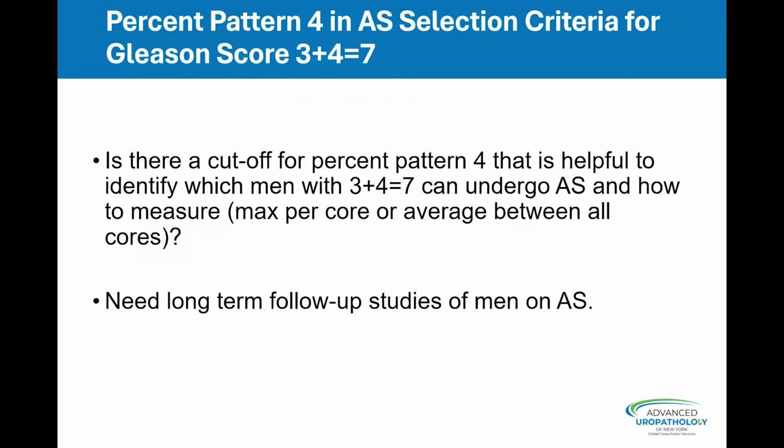What hasn't been looked at as much is whether there is a cutoff for percent Gleason pattern 4 to help identify which men with a 3 + 4 can undergo active surveillance. And even if you did come up with that, there's different ways for pathologists to calculate that. What is lacking is long-term follow-up studies looking at the percent pattern 4 with men in active surveillance. And that's what we really need.